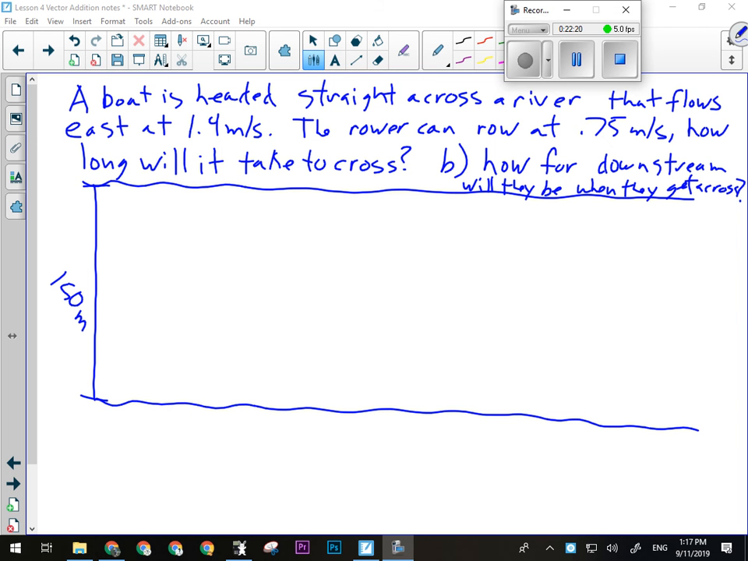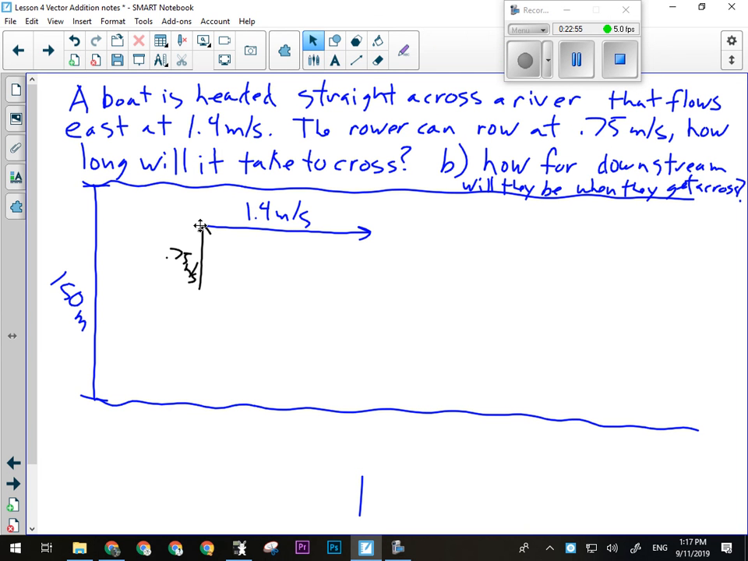These two vectors need to be drawn so that we can see what's going to happen in this situation. One of the vectors is the current. The river current is 1.4 meters per second east. So I've drawn that. The other vector is the rower, and the rower can row at 0.75 meters per second. So I've drawn them tail to head. First I row, and then the current pushes me, or they both happen at the same time, and I result in this.